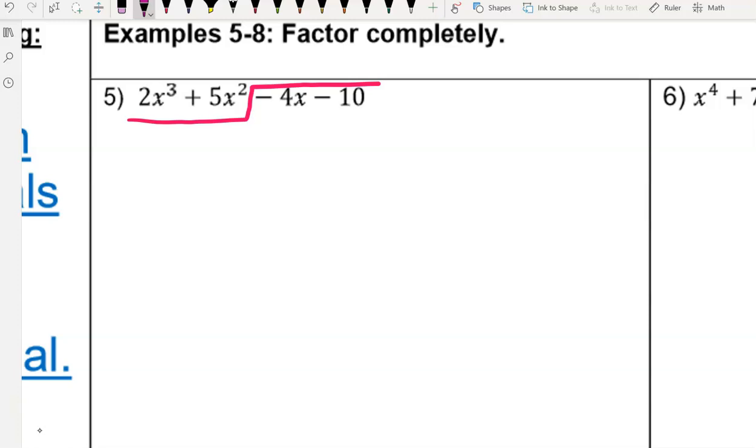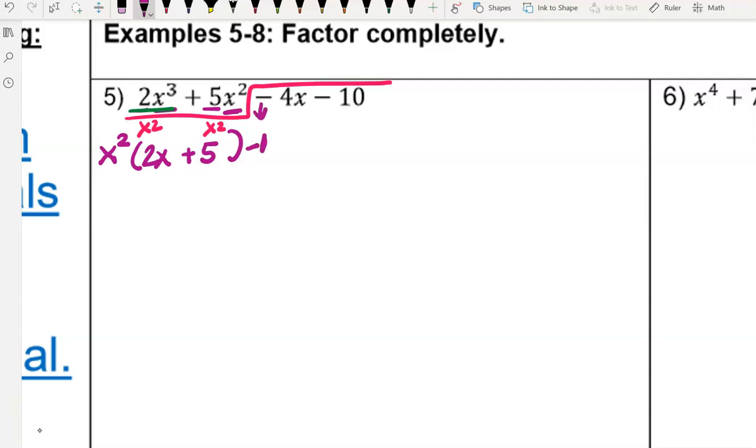Then we are going to check the GCF again, just the first two terms and the last two terms independently. So the GCF for this one, not the numerical, but we do have an x squared and x to the third. So we are going to take out an x squared. If we take out an x squared, remember, taking out an x squared is like dividing each term by x squared. So 2x to the third divided by x squared, that's 2x, plus 5x squared divided by x squared, it's going to be a plus 5 because the x squared are going to be reduced.